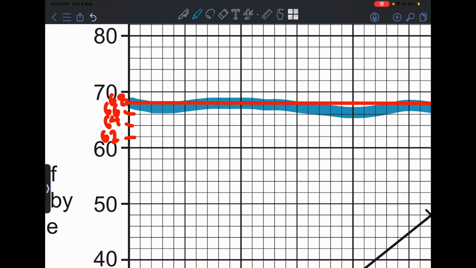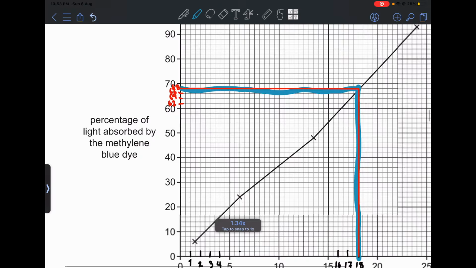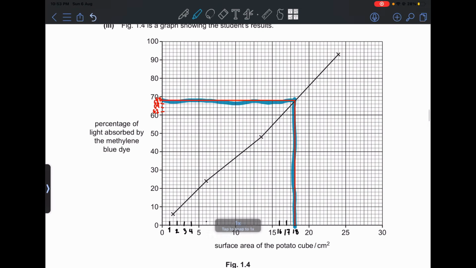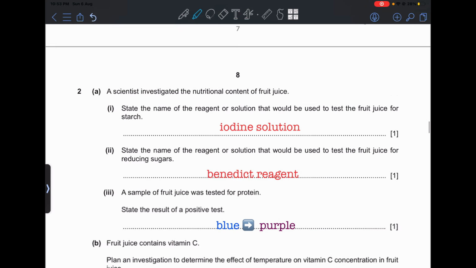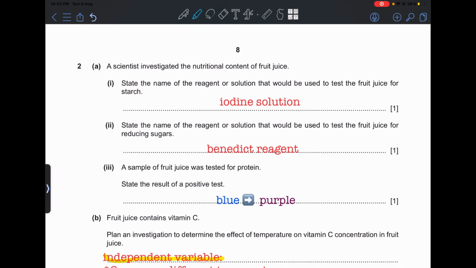Some people may get 67. Some people may get another value. This is something that depends on the printing of the paper. My answer was 68. 2. A scientist investigated the nutritional content of fruit juice.